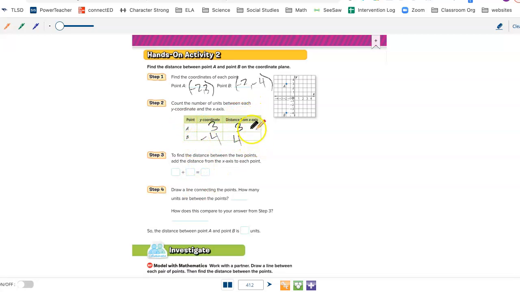So to find the distance between these 2 points instead of subtracting, we're going to add, because it's essentially like counting. From A to 0 is 3, and then from 0 to B is 4. So we're going to do 3 plus 4 is 7. And you can come up here and just basically count too, and you'll see that there are 7 units between the points. They are the same.